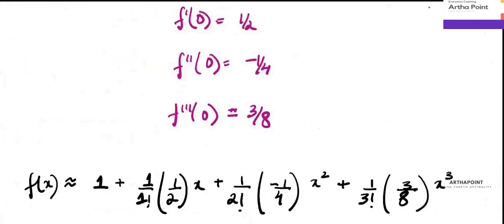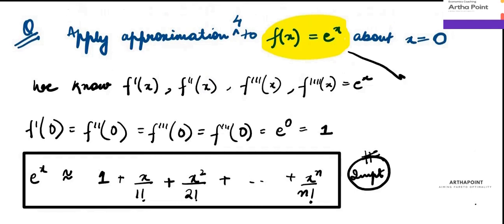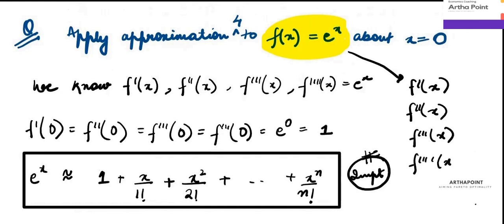Now, today I want to go ahead and introduce something you can try also. You can try Taylor's approximation for e to the power x. This is very, very important in particular. And why is this important really? Because here in this case, we know one property of the function, that when I find f dash x, f double dash x, f triple dash x, how many ever times you differentiate the function, the differentiation of e to the power x will remain e to the power x. So this is one good property of this function.